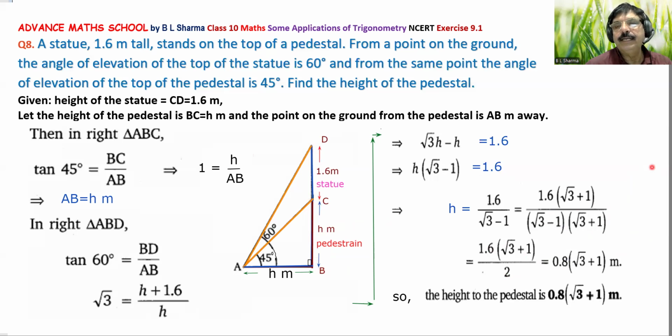So you can write the answer. The height of the pedestal is 0.8 multiplied by root 3 plus 1 meters.